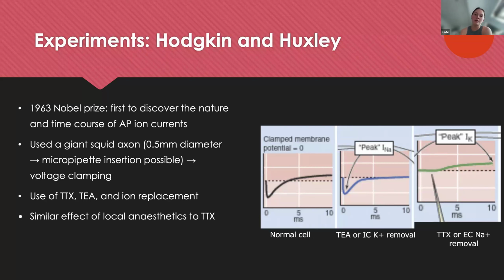And then they used TTX and TEA. TTX blocks voltage-gated sodium channels, and hence no action potential occurred at all. And TEA blocks voltage-gated potassium channels, and so no repolarization occurred. You can see that the second one is TEA, and the third diagram is TTX. This was really important because it showed that sodium was the mainstay of the mechanism of the action potential.